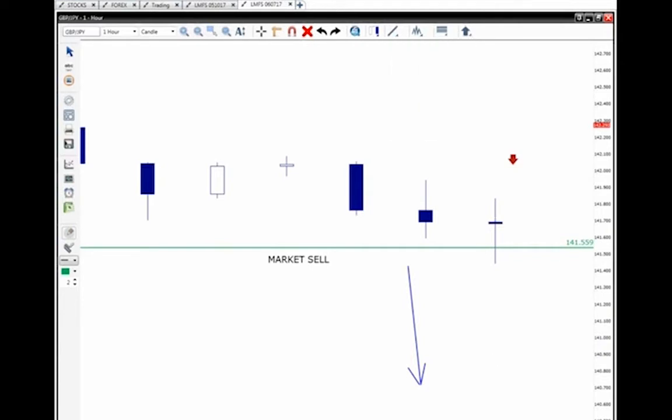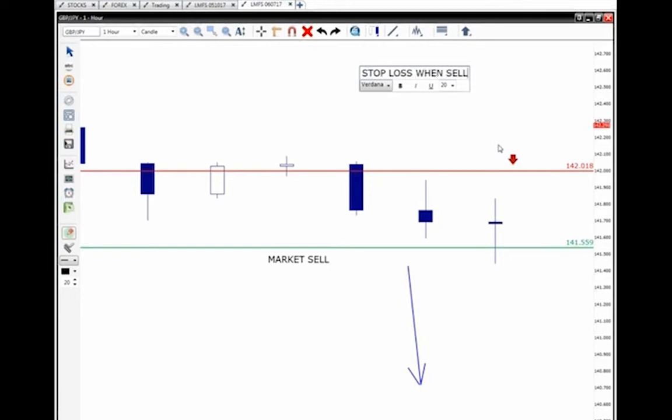Step number 2, we come in here and we set our stop loss. It's a little bit different here. When selling the market, our stop loss is going to go 5 pips above this high. So 96, so we'll set that at 142.01. I'll type that out. Stop loss when selling is going to be plus 5 pips above the high.